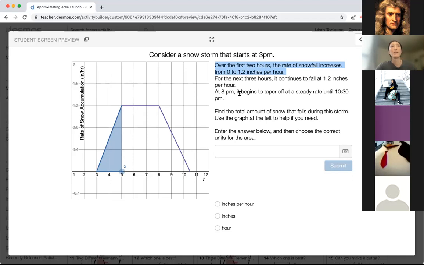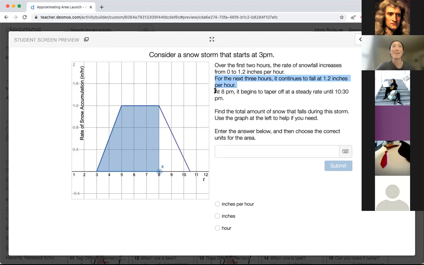Now, what about this next piece? For the next 3 hours, it continues to fall at 1.2 inches per hour. So let's say you are just sitting at that window watching the snowfall. Yes, Laura, I think that's a great descriptor. It becomes steady. So the snow is heavy, but it's coming down at about the same rate. In fact, it's coming down at 1.2 inches per hour all the way until 8 p.m. Yeah, there we go. I know what you meant.